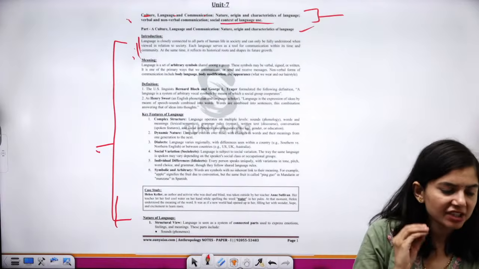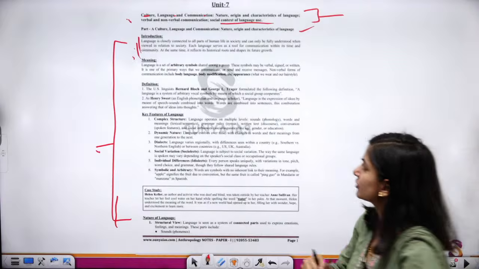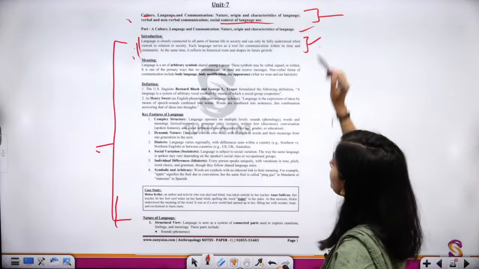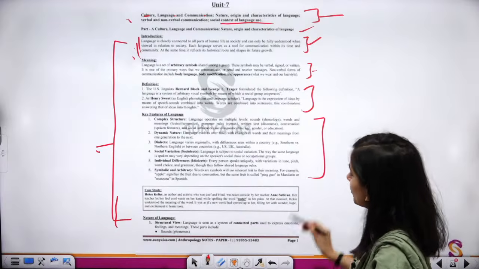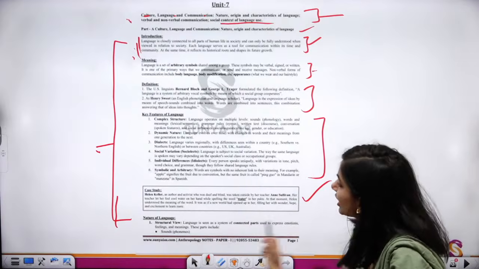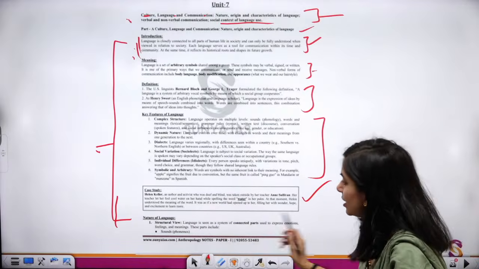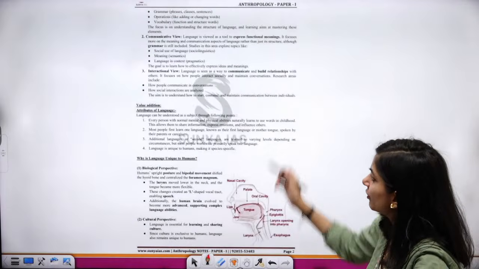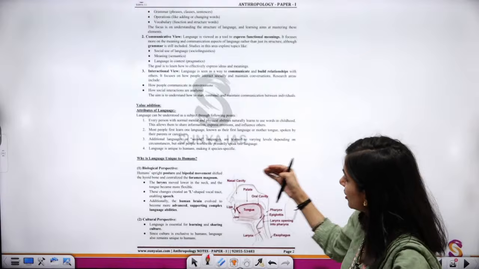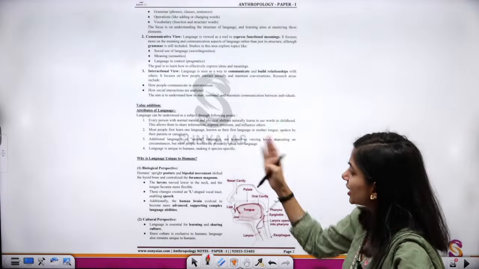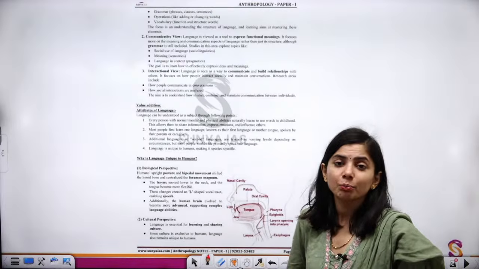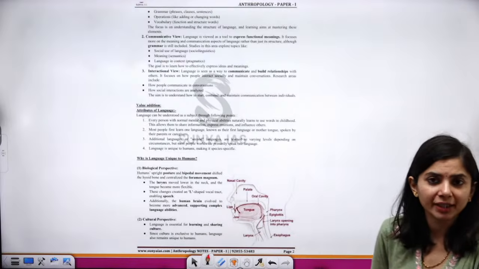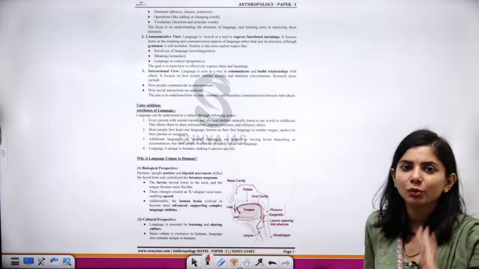Now, for each and every part, I have divided it in this format. First, introduction, then meaning, then definition, then key features of language, then case studies separately provided to you, and then other parts. So this is what you will get in terms of value addition, for example why it is unique to human beings, in a bullet format, in point format, by highlighting the important keywords that you have to write down. So this is how I updated the book.